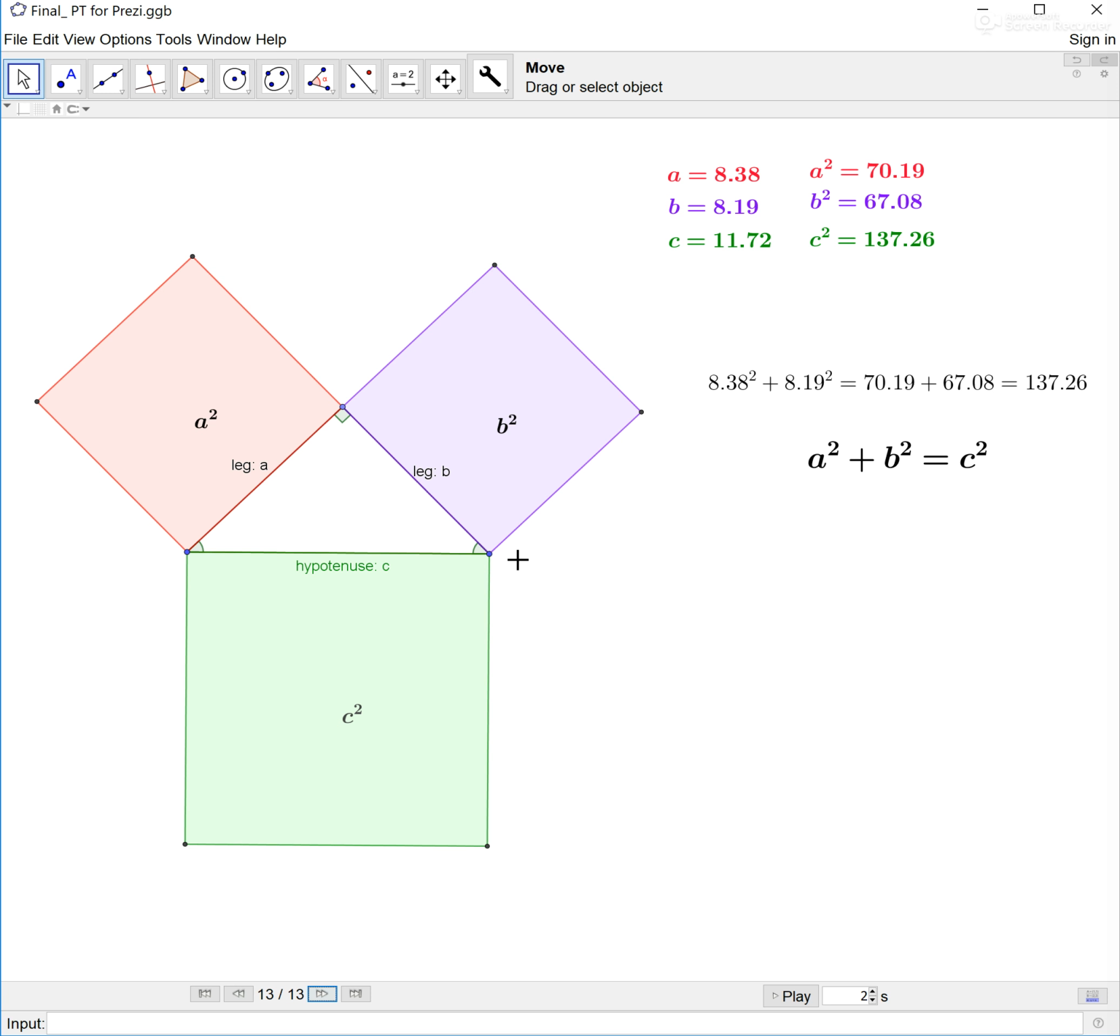So remember that the square of the hypotenuse is equal to the sum of the square of the legs. So a squared plus b squared equals c squared.